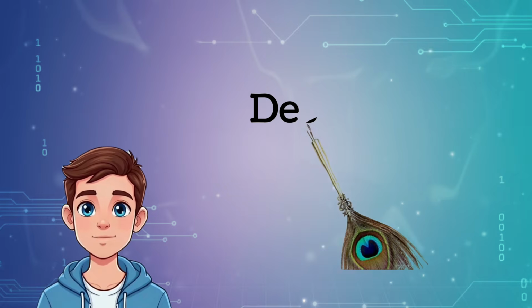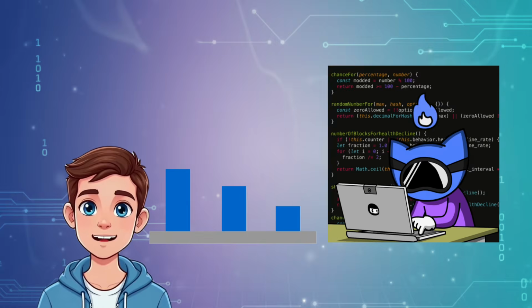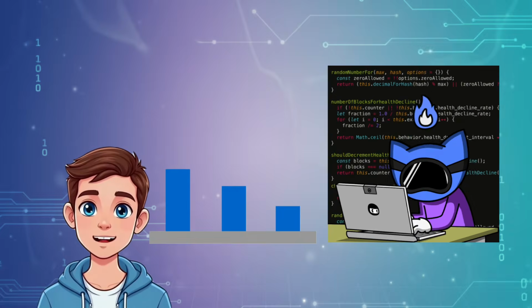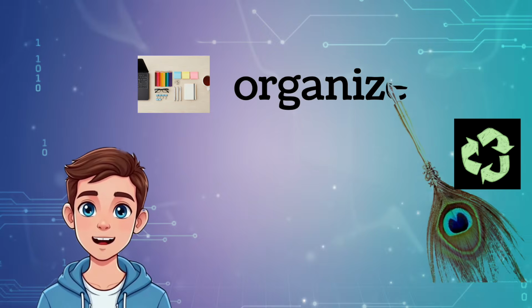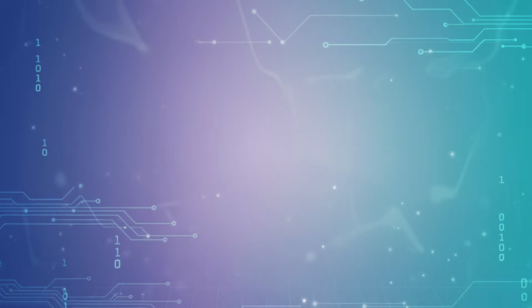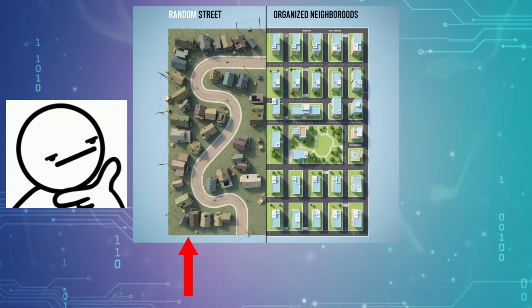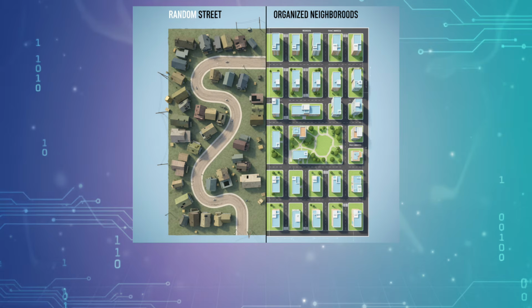OOP is a way of designing programs around objects, things that have data and behaviors, rather than just a series of instructions. This makes code more organized, reusable, and easier to scale for large projects. Think of it like planning a city. Instead of one long street of random houses, you design neighborhoods with clear structures and roles.